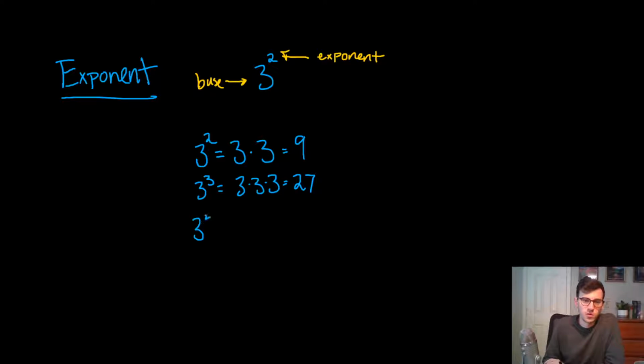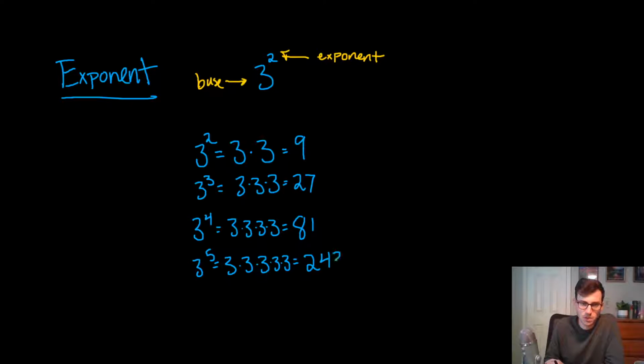You could do 3 to the fourth, which would be 3 times 3 times 3 times 3, which is 3 times 3 is 9, 9 times 3 is 27, 27 times 3 is 81. Maybe we even go one more, 3 to the fifth would be 3 times 3 times 3 times 3 times 3, which is 9, 27, 81. 81 times 3 is 243.